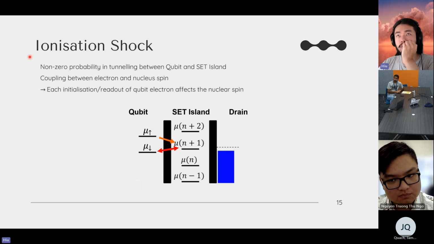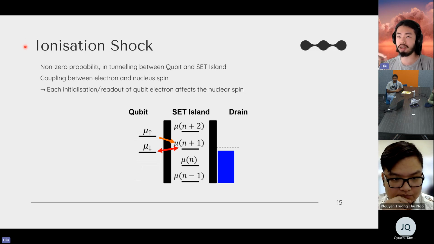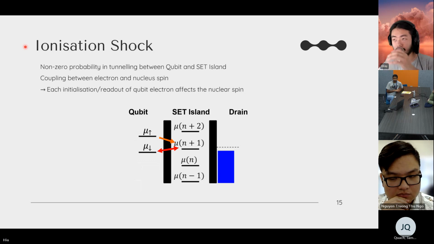So I moved on to a second topic, which is the ionization shock. This was looking at the nuclear spin and how much information it loses with the readout and initialization of the qubit, the electron spin.